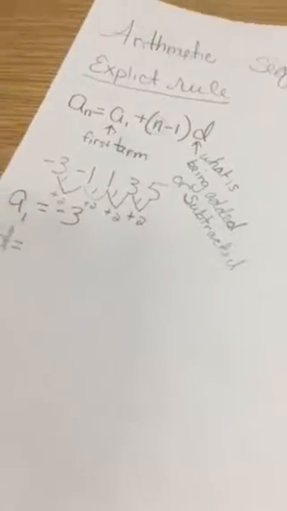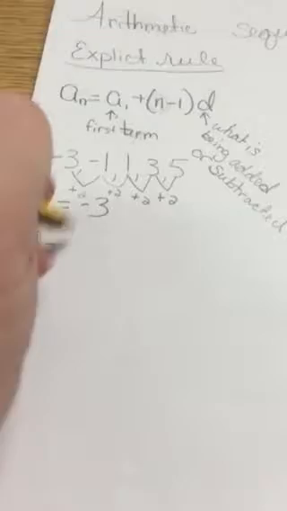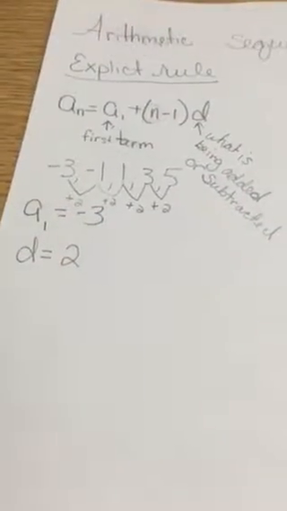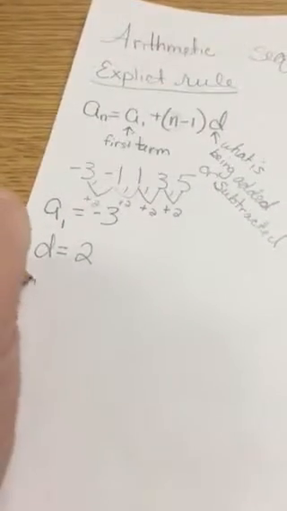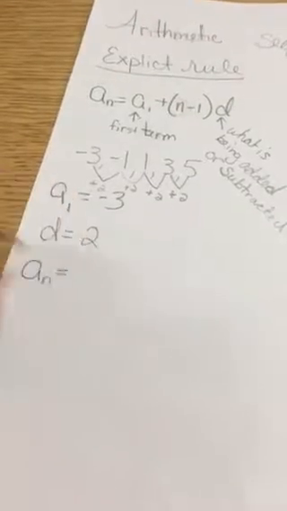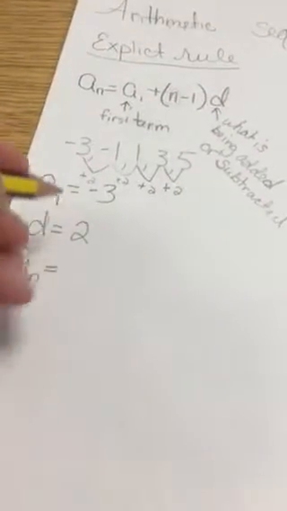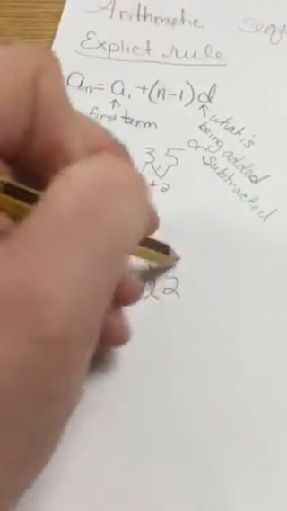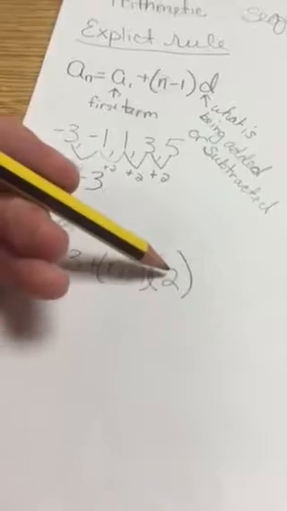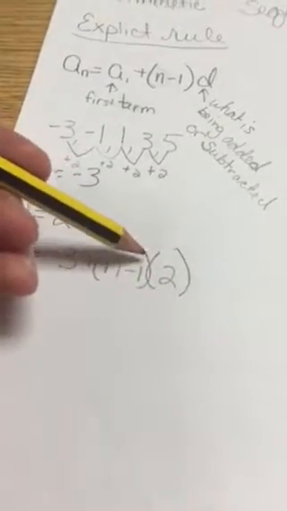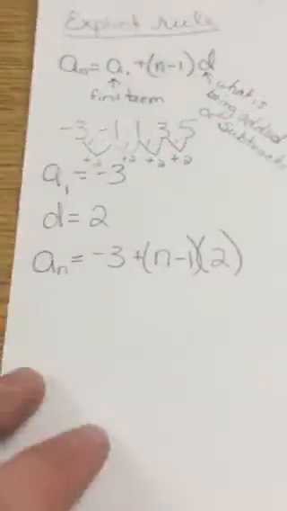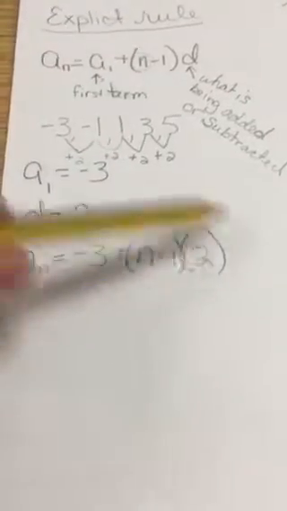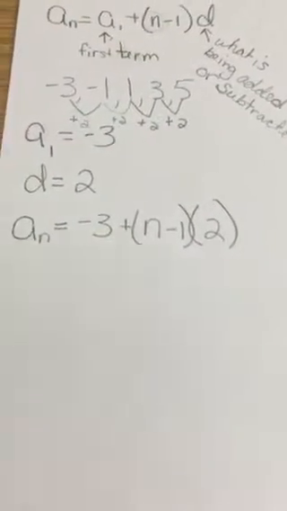So now to write my explicit rule, it would look like this. For any given term, or any n, it would look like this: A_n equals -3 plus (n minus 1) times 2. I like to put parentheses there because sometimes if you're subtracting a number and there's a negative, I don't want it to look like we're subtracting this off the end. I like the parentheses to show that it's always going to be multiplication there.